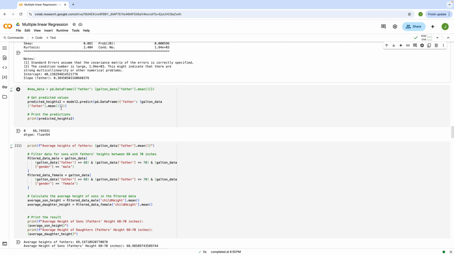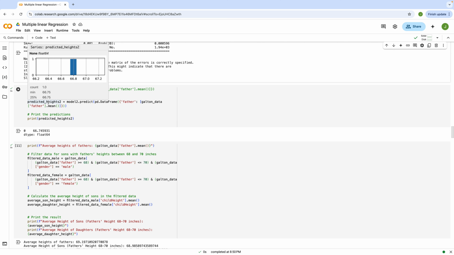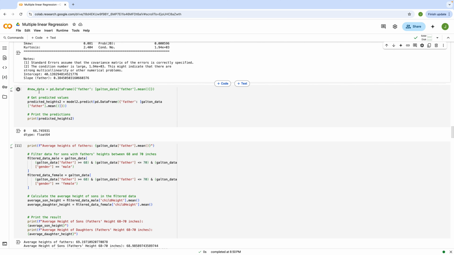This is the predicted height of an offspring. So let me say that one more time. What this cell here does, this one here, is it's predicting the child's height based on the average height of the father.